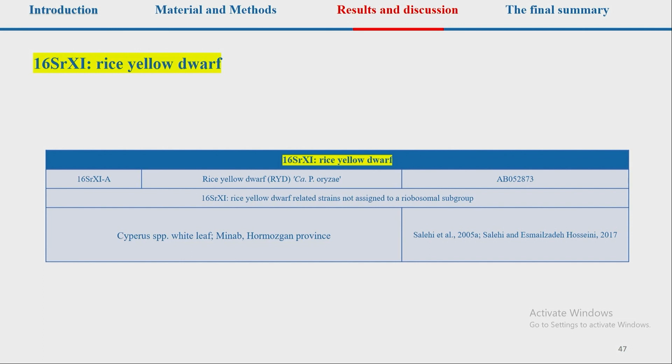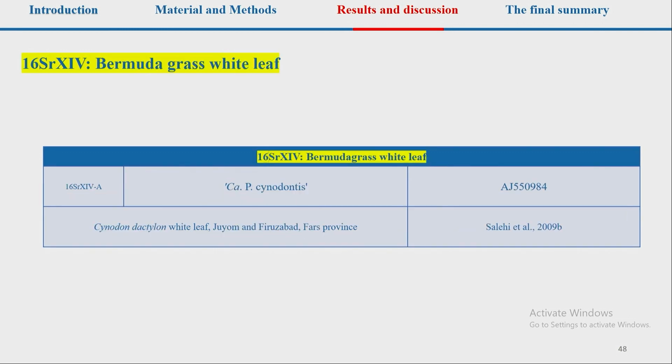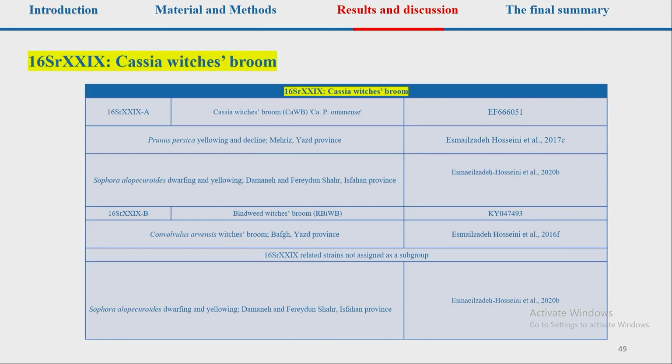rice yellow dwarf group in Cyprus, and Bermuda grass white leaf in Cynodon white leaf, and Cassia witches' broom, group 29, is newly emerging and widespread sporadically in different areas of Iran on Prunus persica, Sophora alopecuroides, Convolvulus arvensis.